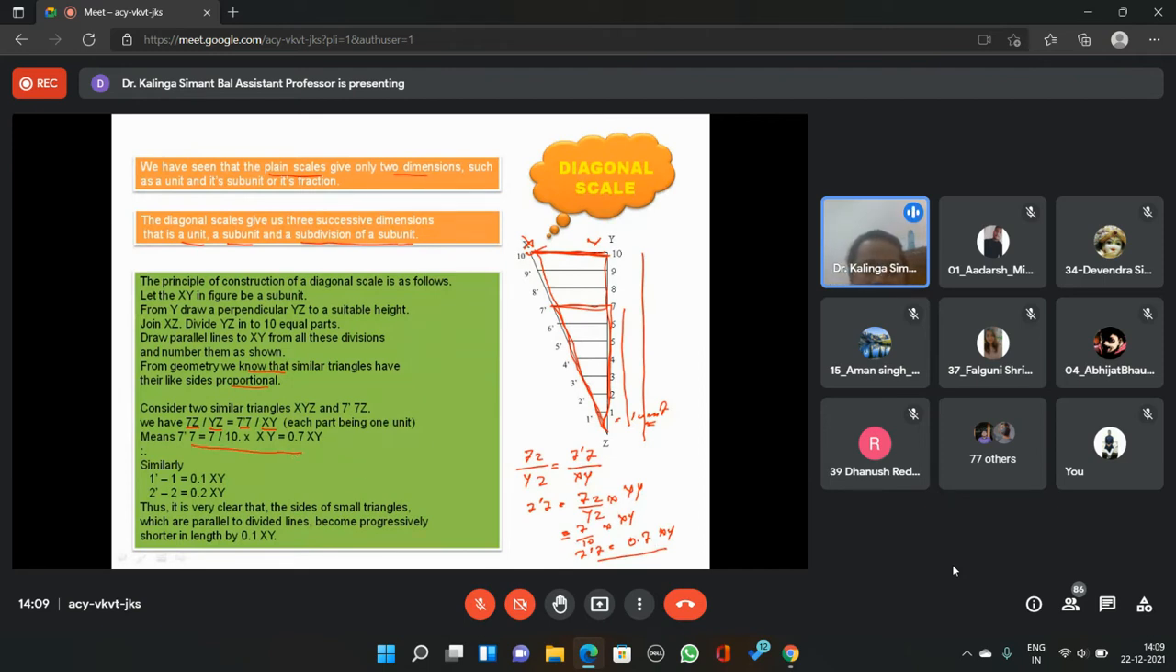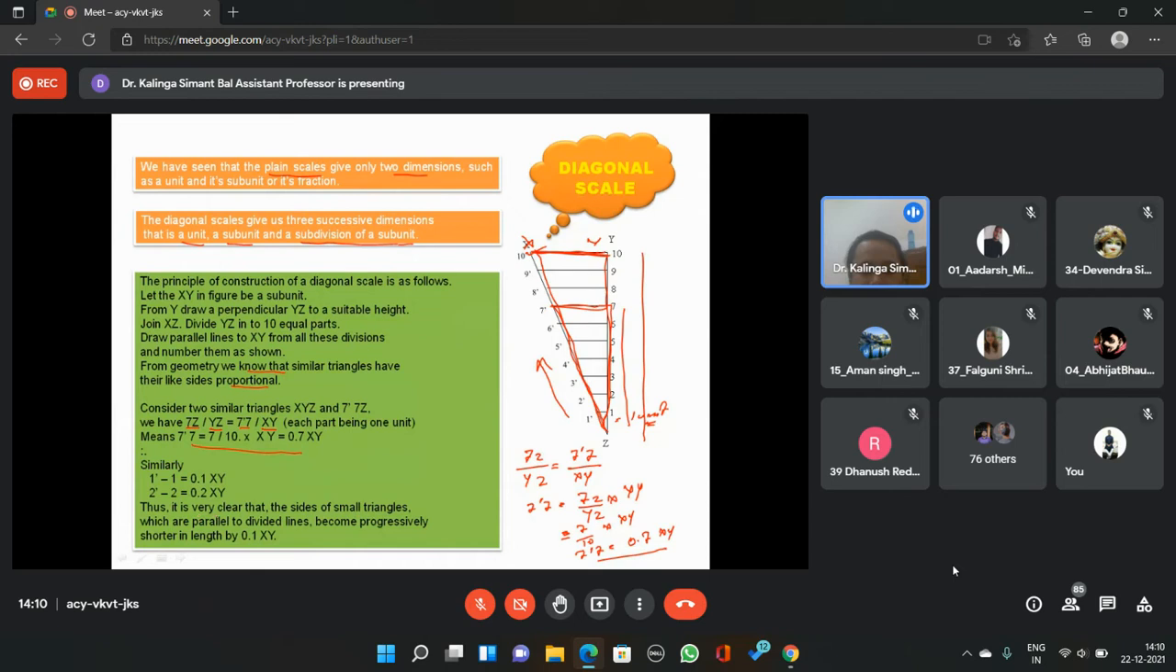Similarly, using the same proportion, we can say that 1' will be 0.1 times xy, and 2' will be 0.2 times xy. So in this way, when we move in this direction, it increases every time by 1 unit, and the fraction of units is 1 by 10.